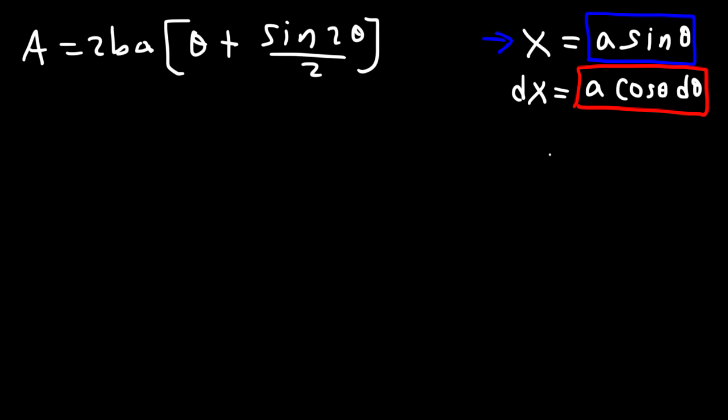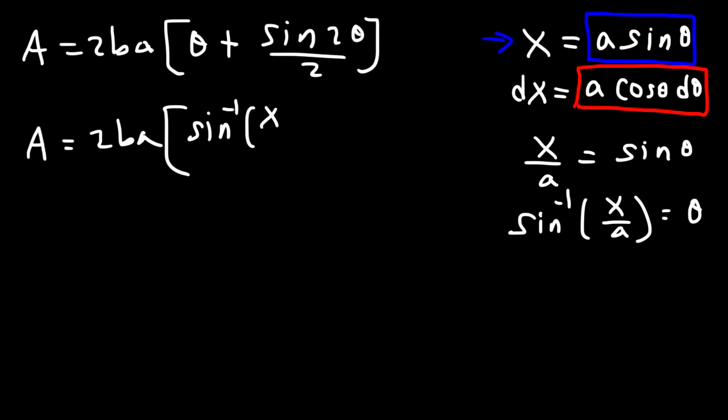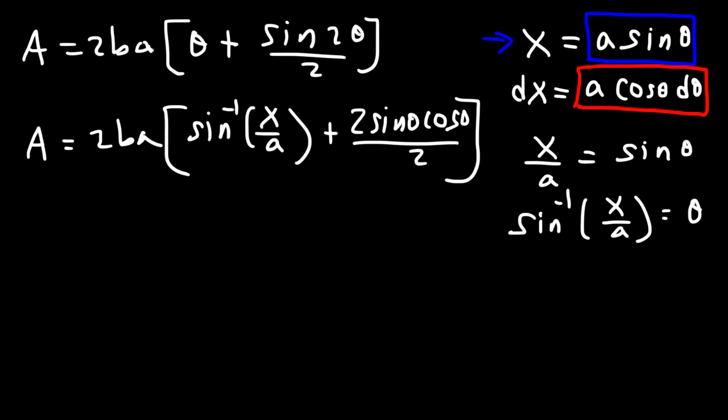So if x is equal to a sine theta, what can we say about theta? Dividing both sides by a, we could say that x over a is sine theta. So then the arc sine of x over a, that's equal to theta. So I'm going to replace theta with arc sine x over a. Now sine 2 theta, I'm going to rewrite that as 2 sine theta cosine theta. It's based on the double angle formula for sine.